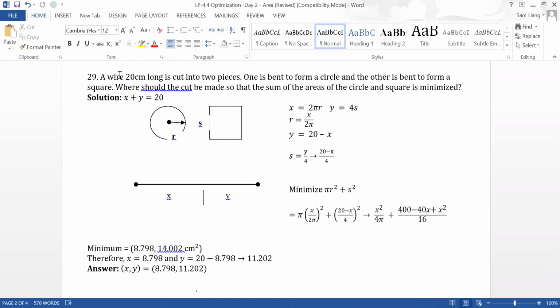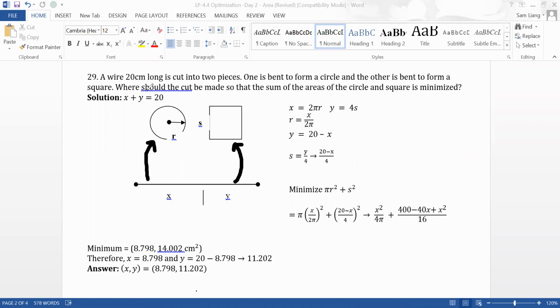Okay. All right, so a wire 20 centimeters long is cut into 2 pieces. This is my diagram here. One is bent to form a circle and the other is bent to form a square. Okay, so that's the first thing that's new. So here we have this wire. It's cut into 2 pieces. This first piece, I'm going to label it X. So this is bent to form a circle. And then the other part of the wire is bent to form a square. That'll become this.